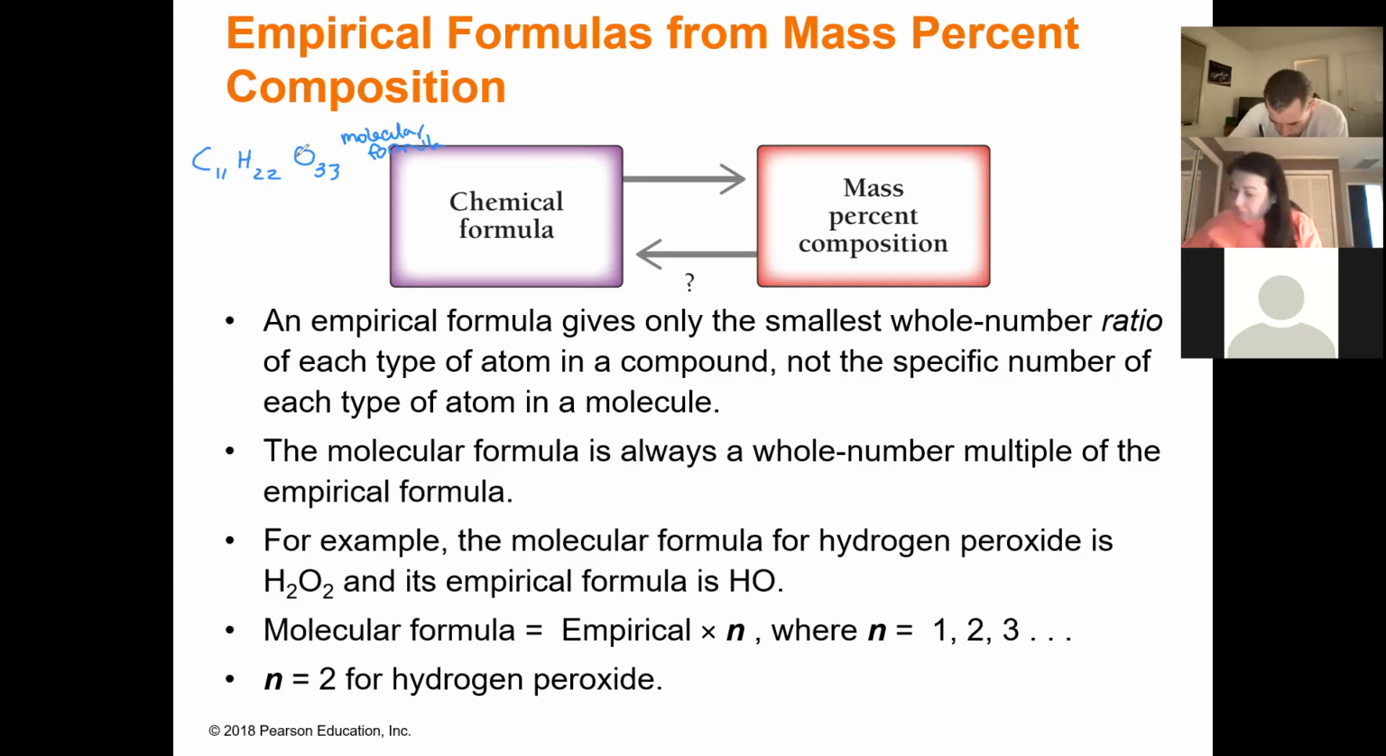That means that this is what it really looks like if we were to examine it. It's really going to be 11 carbons, 22 hydrogens, and 33 oxygens. If I want to come up with the empirical formula, I need to divide everything by our lowest common denominator here, which is going to be 11. So carbon becomes 1, hydrogen becomes 2, and oxygen becomes 3. This would be its empirical formula. What is my n value for this? How many times bigger is this than this? It's whatever we divided it by, so it's 11 times bigger. If I take my empirical formula and multiply it by 11, I'd get back to that original molecular formula.